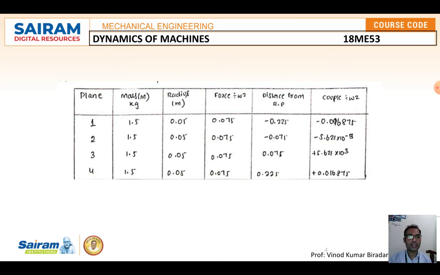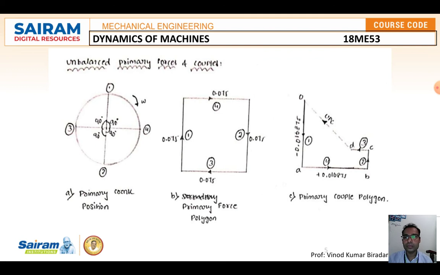Okay, so this is about the construction of the table, that is, the tabular form. Based on this only, we need to calculate the unbalanced forces produced in this system, in this IC engine. Now, very, very important, listen very carefully. How are we going to construct? First, the unbalanced primary forces and the couple diagram you have to construct. The primary crank position is the same as the position given in the question. So 1 to 4 is 90 degrees, again 4 to 2 is 90 degrees, and 2 to 3 is 90 degrees, rotating with some angular velocity omega.